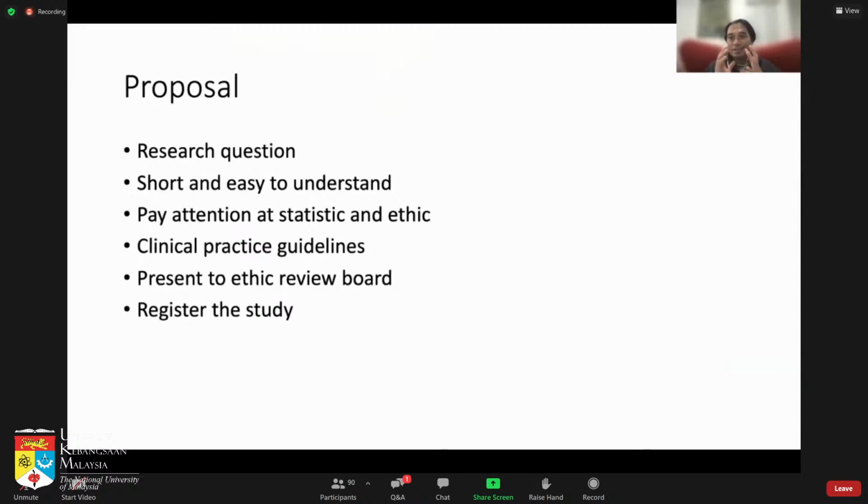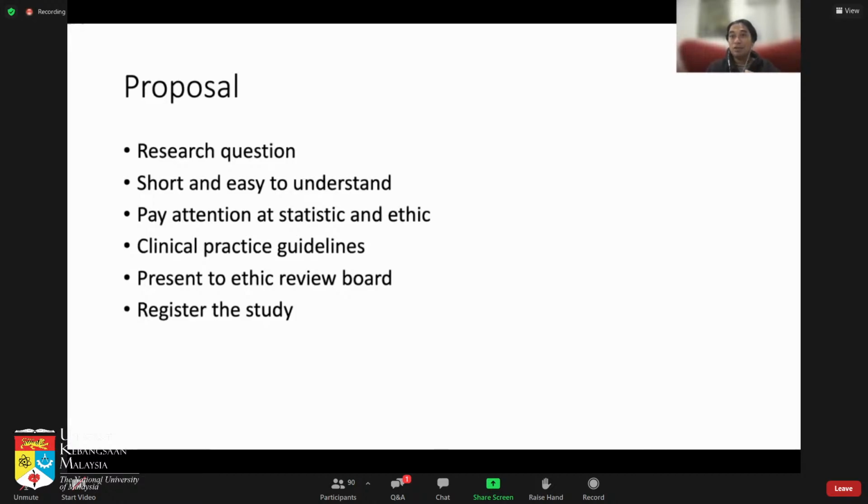So proposal phase is important. It is important because if you have a bad proposal, you will have difficulty in completing the study, and you will need to change your proposal, and it will take time. So you have to spend time to find out the topic. Discuss with your supervisors how to write a good proposal. You must have a research question, and the research question should be solid.